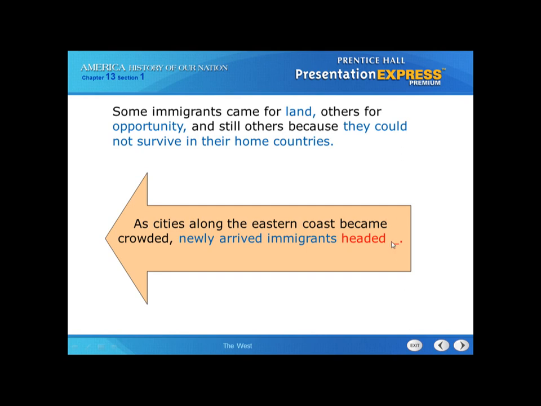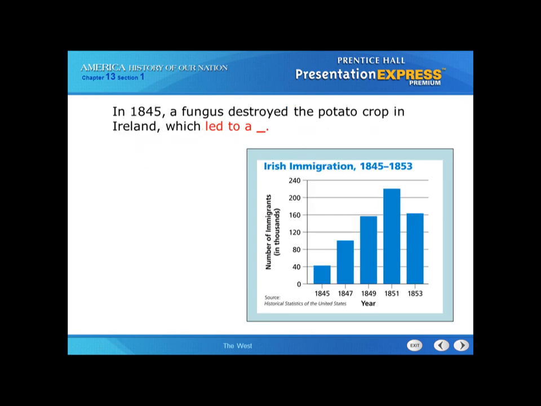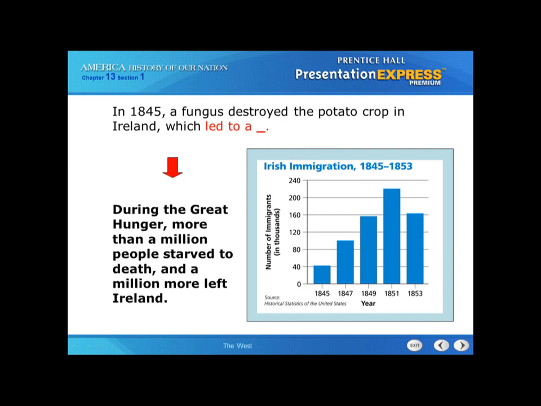So again, you would type west here. And that shouldn't be surprising. There were opportunities out west that there were not back east. In 1845, a fungus destroyed the potato crop in Ireland, which led to a famine. This would be a lack of resources, especially food. During the Great Hunger, more than 1 million people starved to death, and 1 million more left Ireland.